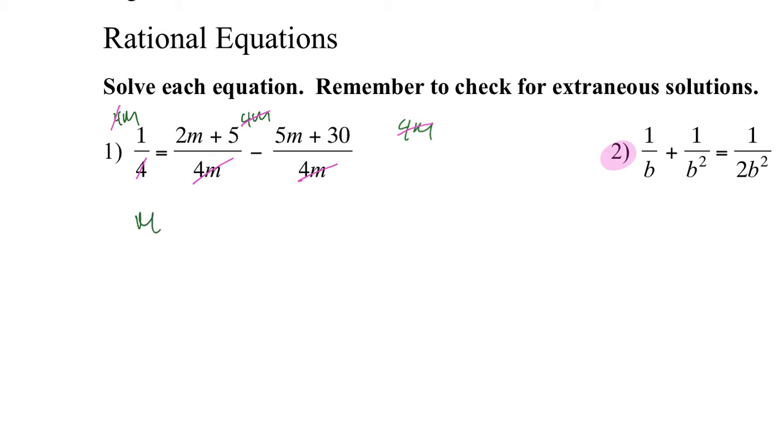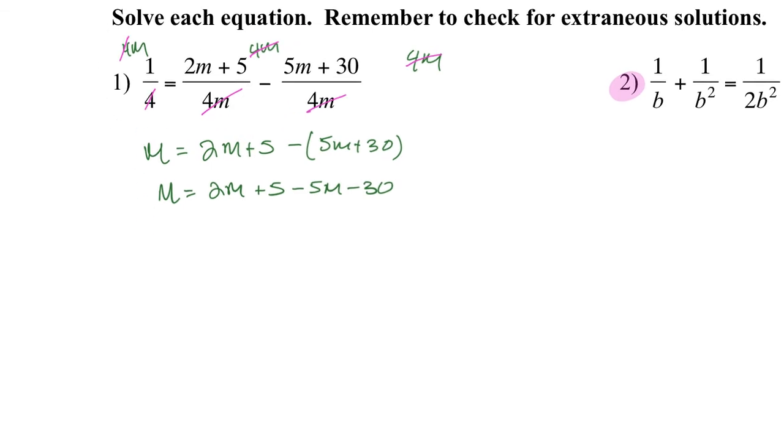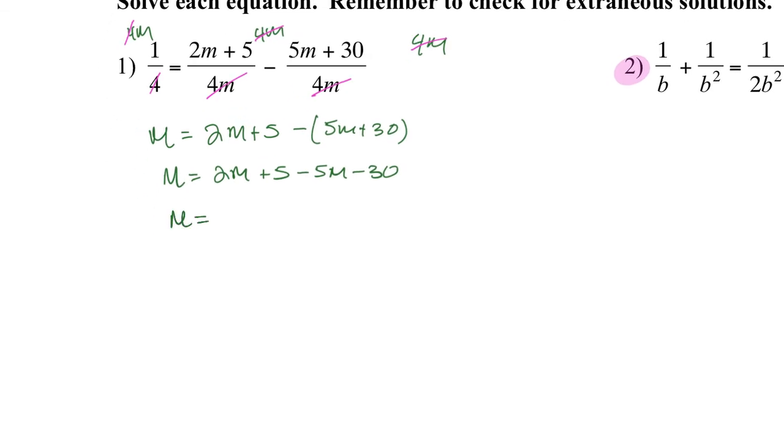So I have m equals 2m plus 5 minus, and keep in mind that this minus is affecting everything over here. So that means that I got 5m plus 30, and as you can see, I'm writing it in parentheses. So that means that I got m equals 2m plus 5 minus 5m minus 30. Now I'm going to simplify it on the right side. So m equals negative 3m minus 25.